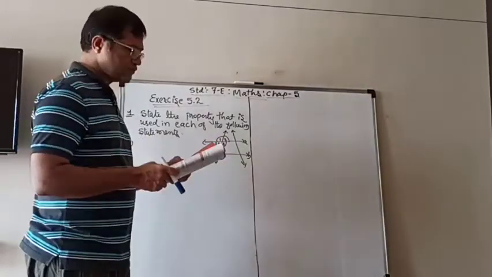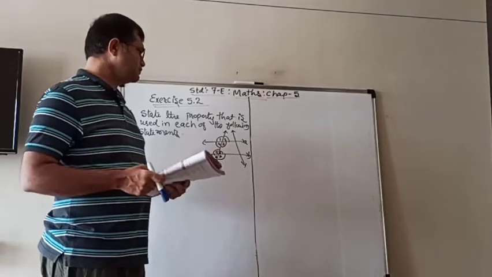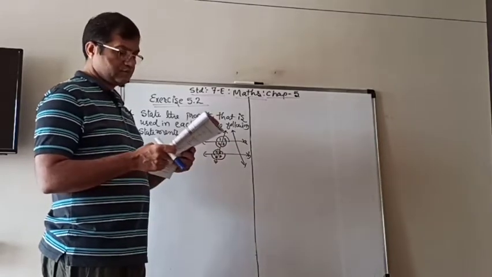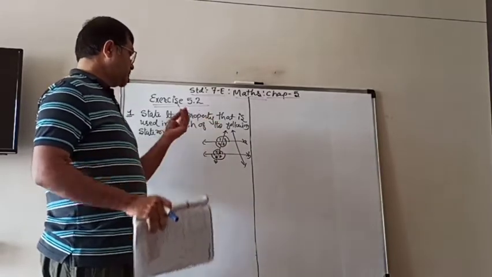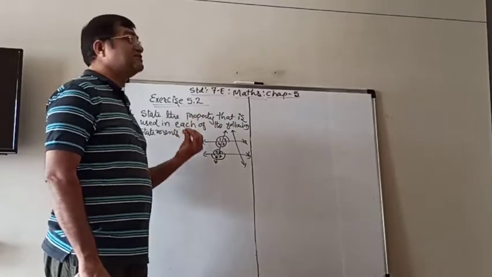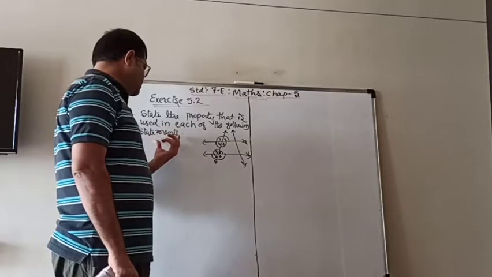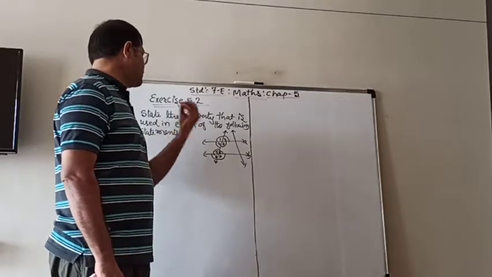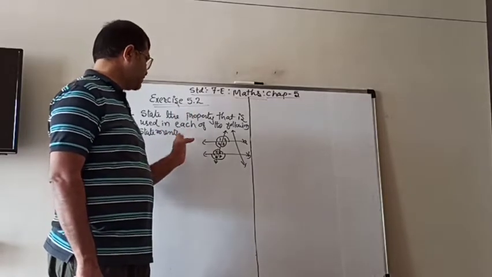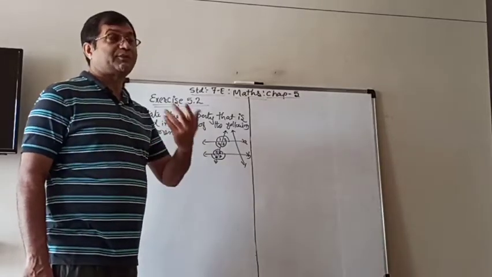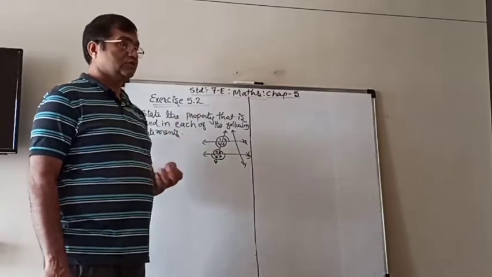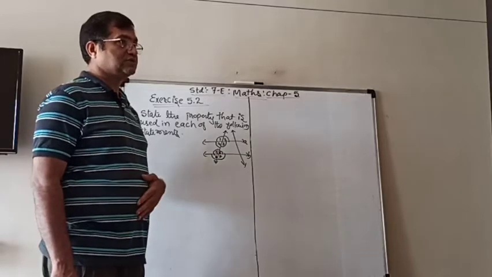In question 1, there is a figure given and some properties, some results are given, statements. We have to check by which property that is given, means we have to state the property that is used to write down that statement.